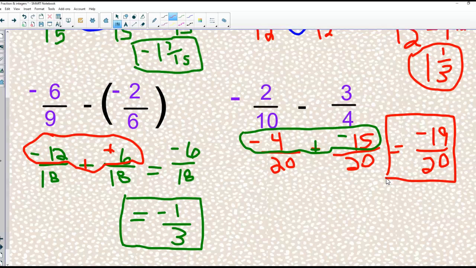Only difference is that we have to do leave, change, opposite when subtracting. So there is some practice for you to do on Schoology. Just like you did yesterday. So work on that. Let's see how you do.